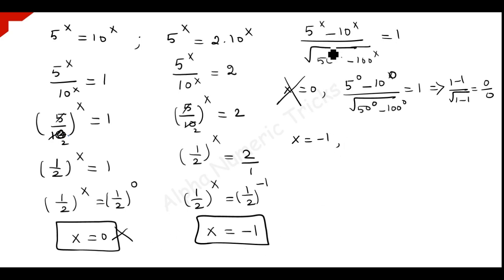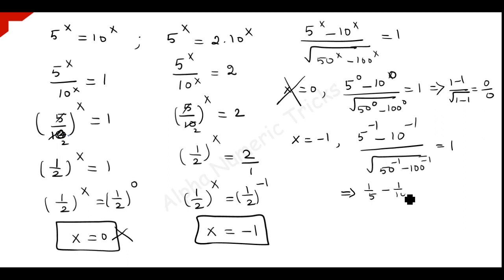So when you're substituting x is equal to minus 1 here, 5 to the power minus 1 minus 10 to the power minus 1 over square root of 50 to the power minus 1 minus 100 to the power minus 1 is equal to 1. So from this you have 1 over 5 minus 1 over 10 divided by square root of 1 over 50 minus 1 over 100 is equal to 1. Okay, so we have to simplify this.